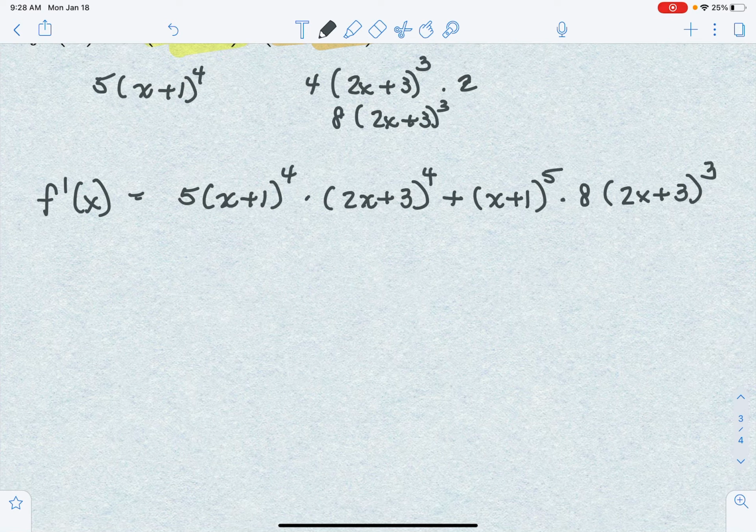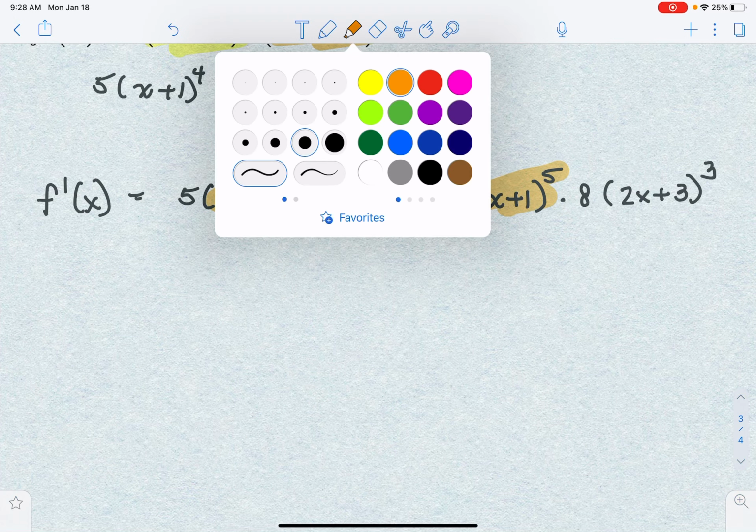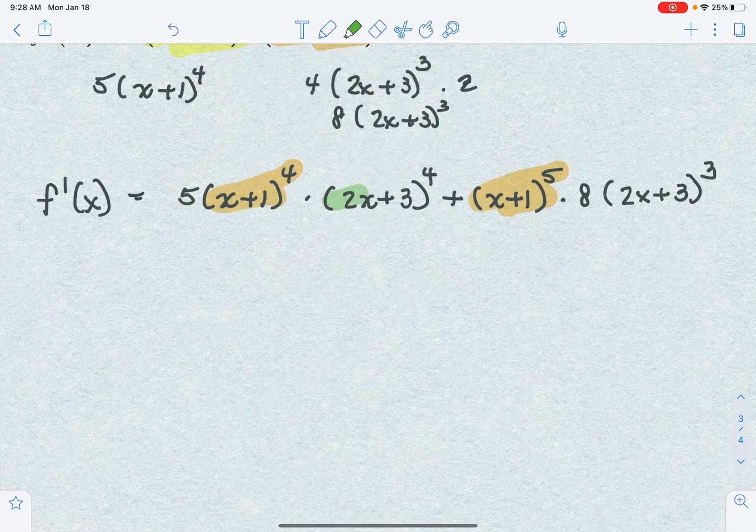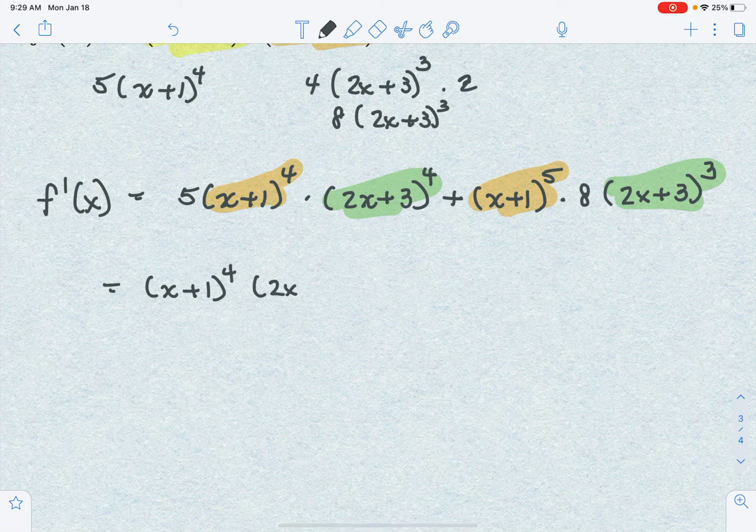Again, thinking about the future, factoring. So notice we have a factor of x plus 1 to a power in both terms, and we have a factor of 2x plus 3 to a power in both terms. So I'm going to go ahead and factor out the lower power. That's what we're used to from algebra. So this is going to be equal to x plus 1 to the 4th, because that's the lower power between those. And I'm going to factor out a power of 2x plus 3. That's between a fourth and a third, so I'm going to factor out the third.